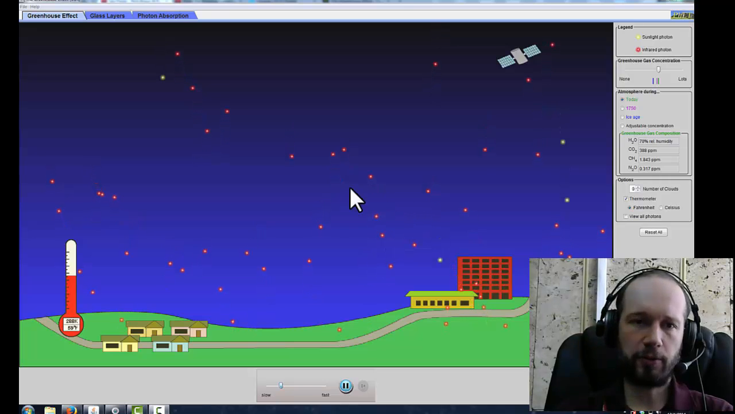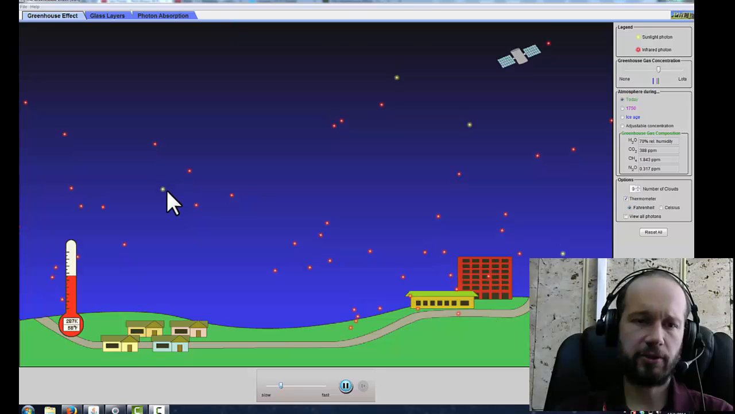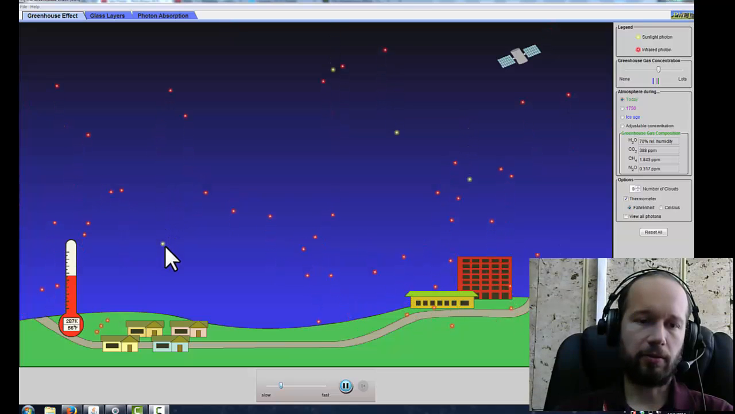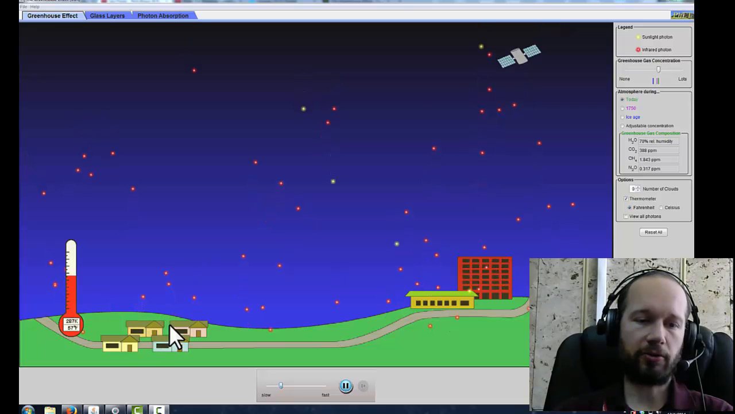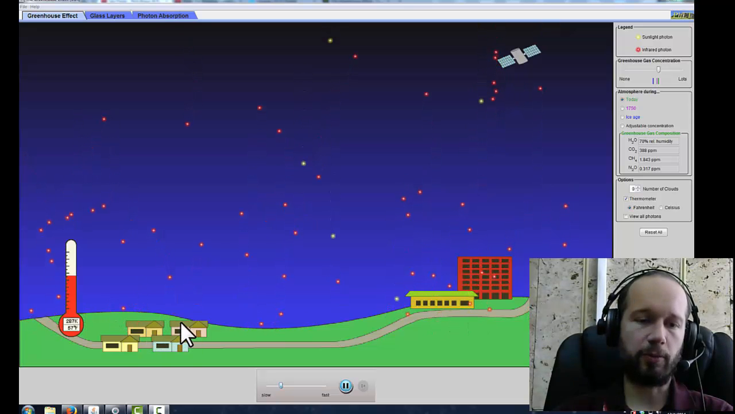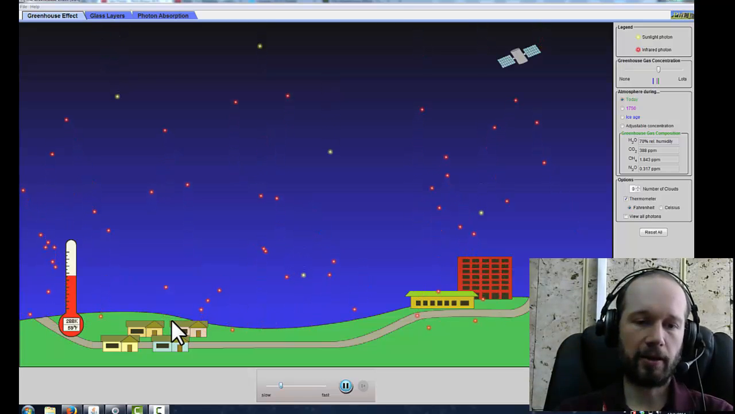So let's pick a yellow photon and follow it. When it gets absorbed by the Earth's surface, almost there, okay, right there, it disappeared. So it's no longer a visible photon. It was absorbed by the Earth's surface. It warmed up the surface of the Earth a little bit, and then it gets re-emitted.